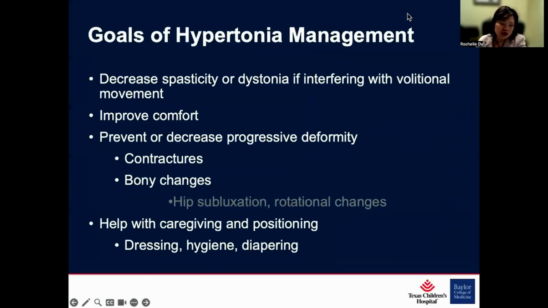As we said, hypertonia is whenever you have high muscle tone or spasticity. We want to decrease that because it interferes with volitional movement, or even impedes care. Sometimes it can also contribute to deformity or contractures, or even bony changes, or hip subluxation and dislocation. It also sometimes impedes dressing, hygiene, and diapering. And so whenever needed, there are ways to try to address this.